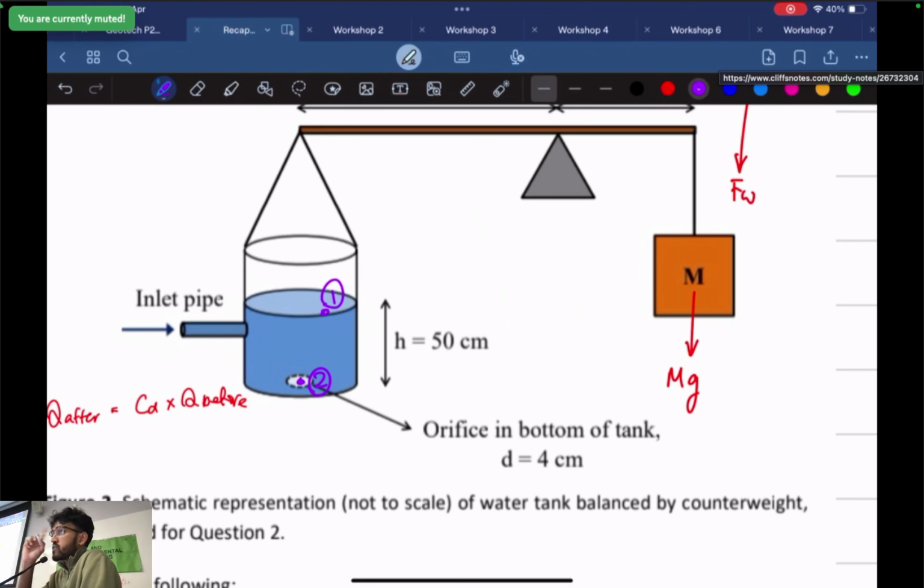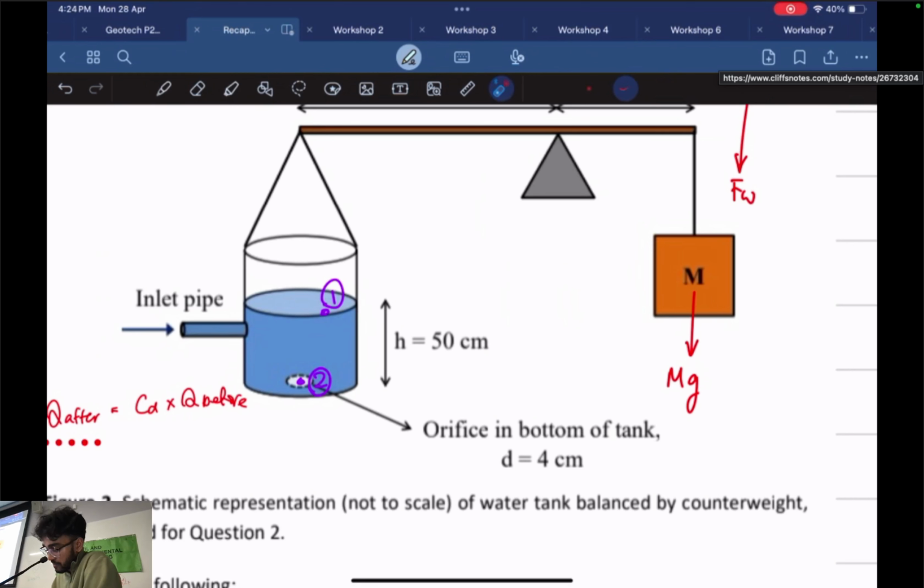You can use Bernoulli's wherever you want, right? But you've got to use it strategically. If you use it at point 1 and point 2, you can find your answer in one iteration of using Bernoulli's. If you use it over here, and then you use it again over here and over here, you're going to be using it twice. It makes your working out much longer. So think about it. Make sense?